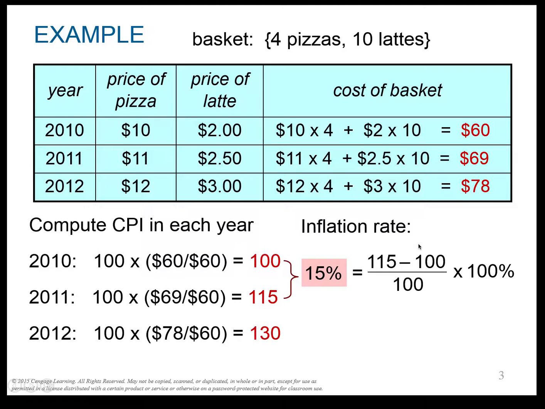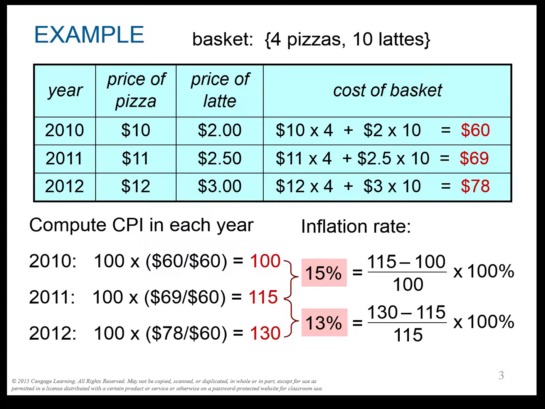Okay, and then from 2011 to 2012, well, if I were to ask you the inflation rate from 2010 to 2012, that'd be very simple. You look at it and you're like, oh, it went up 30%. But what if I asked you the inflation rate between 2011 and 2012? You're going to have to use this formula, okay? And that'll give you a 13% inflation rate.